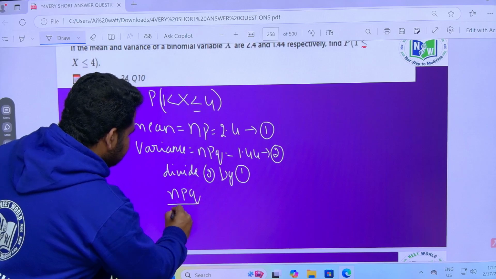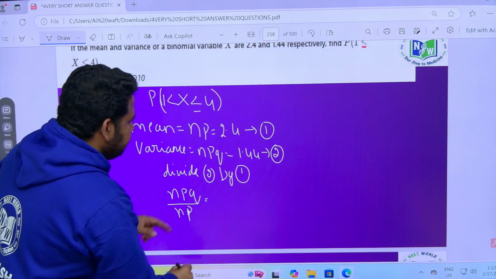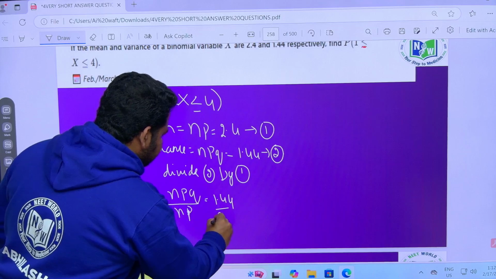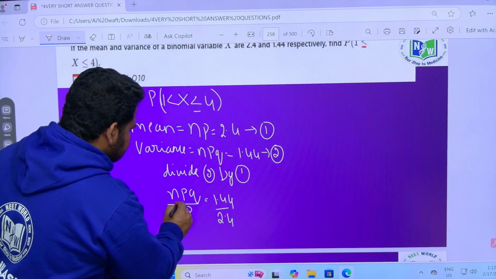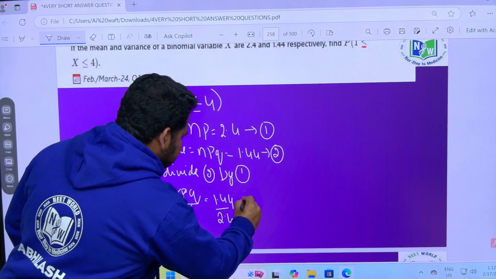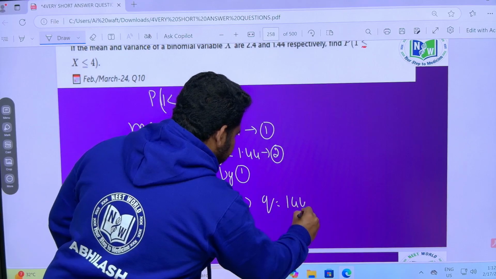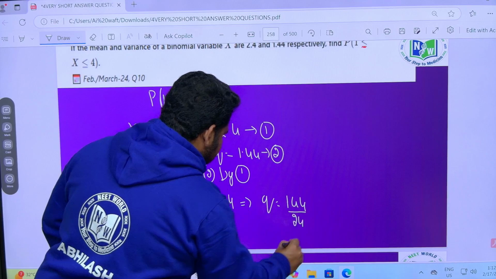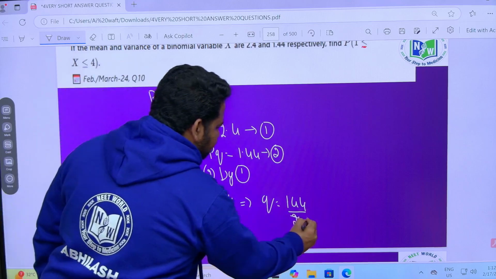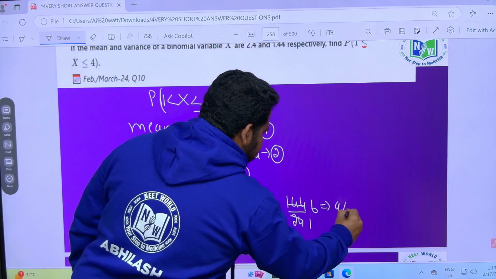So NPQ divided by NP. The value of NPQ is 1.44 and NP is 2.4. Here n cancels, p cancels, you will get q. This implies q will be equal to 1.44 divided by 2.4, which I can write as 144 by 24. 24 sixes are 144. So this implies q is equal to 6.